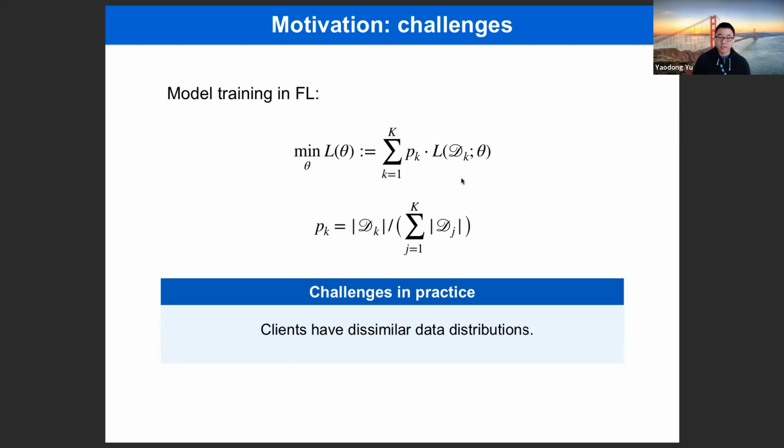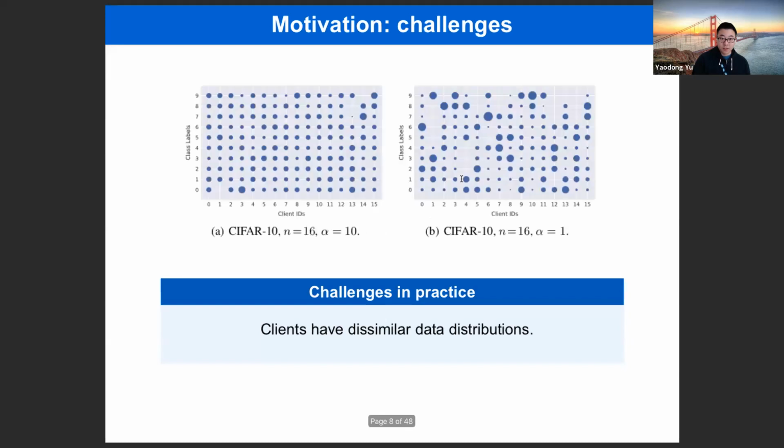The challenge we want to tackle in this paper is mainly due to dissimilar data distributions. What do I mean by that? One scenario, in the very simple case, is that we have some label shift from one client to another.